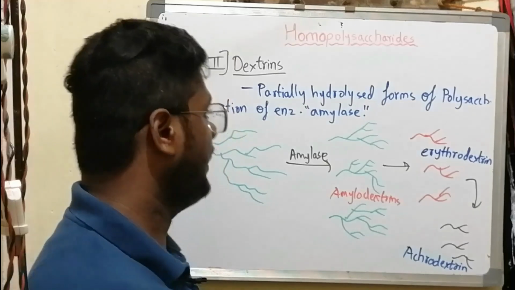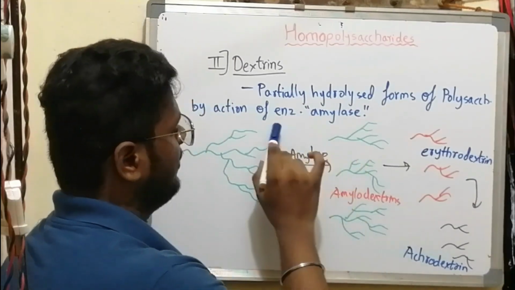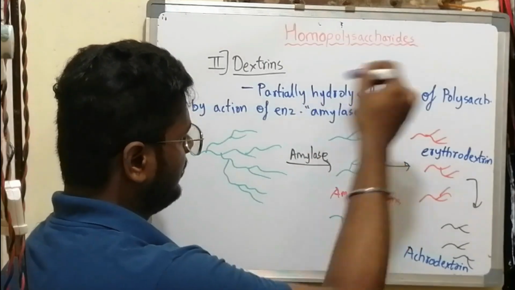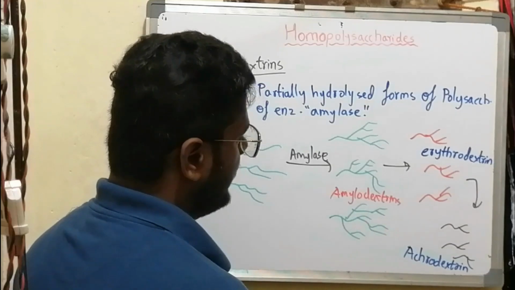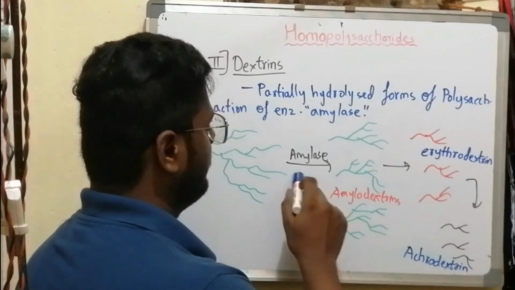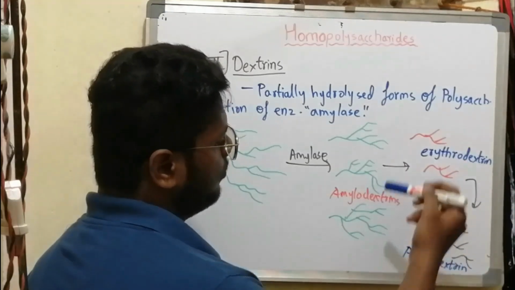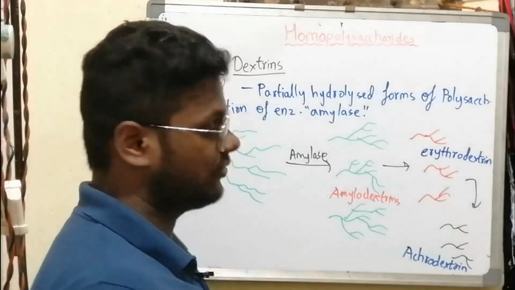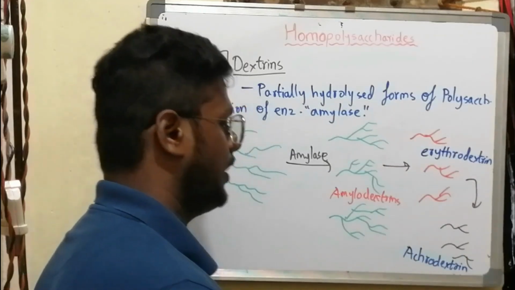So what are dextrins again? They are the partially hydrolyzed forms of polysaccharides, and when we use the enzyme amylase, we can get different kinds of dextrins. Firstly we can get amylodextrins. Then when we further hydrolyze it by the same enzyme amylase, we will be getting smaller groups of dextrins, which are called erythrodextrins, and then further smaller groups called acrodextrin.